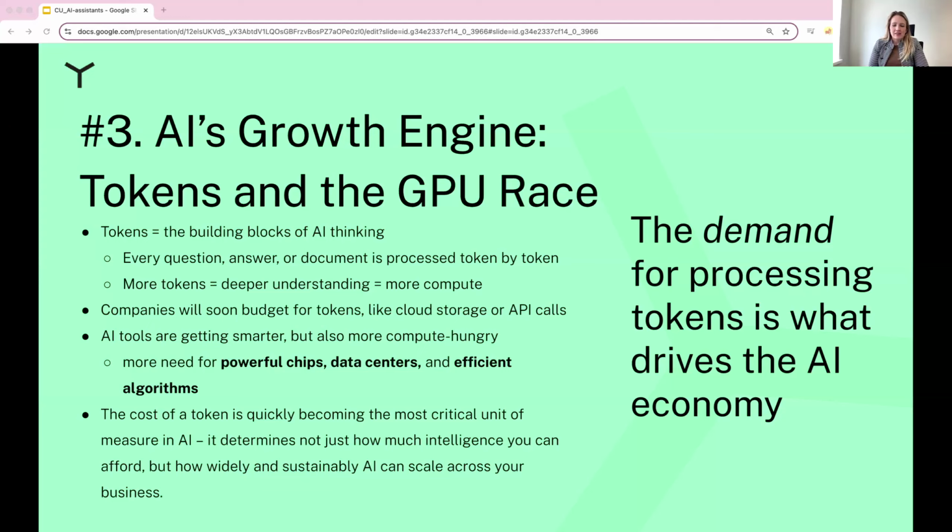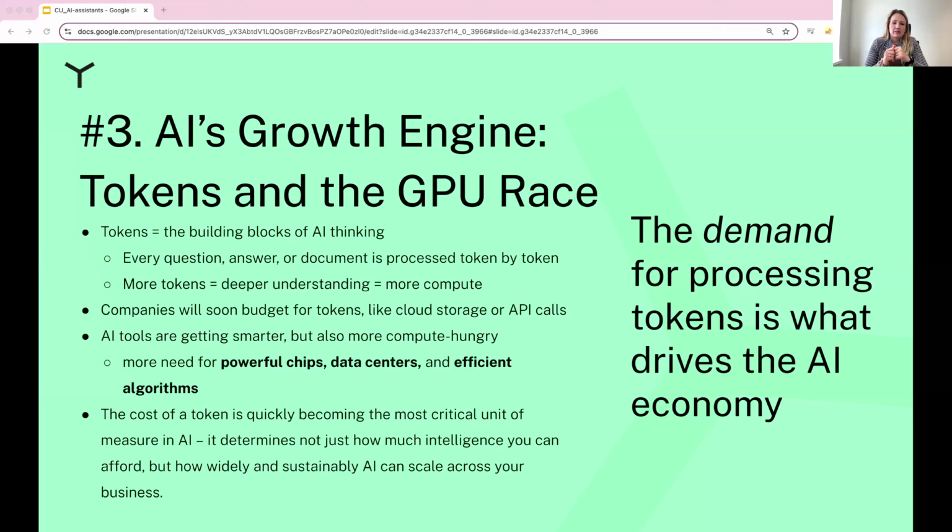And basically what it means is more tokens is deeper understanding, and that needs more compute power. And now that we're talking about more compute power, that builds this whole AI economy where we're actually needing more powerful chips, we're needing more data centers, and we're needing more efficient algorithms, because the need for the compute power is only growing.